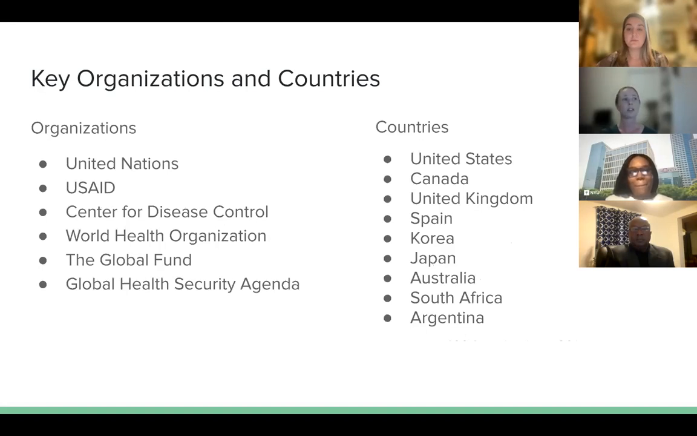Some key organizations and countries that assist in global health security would be the United Nations, USAID, the CDC, the WHO, the Global Fund, and the Global Health Security Agenda. Some additional countries include the United States, Canada, the United Kingdom, Spain, Korea, Japan, Australia, South Africa, and Argentina, which are some of the key players.